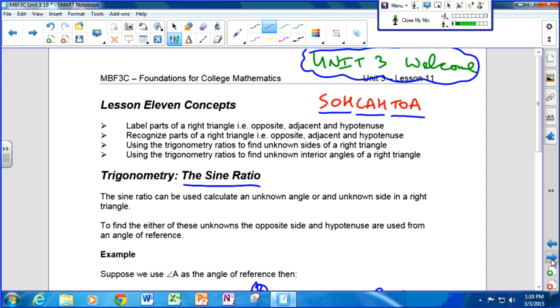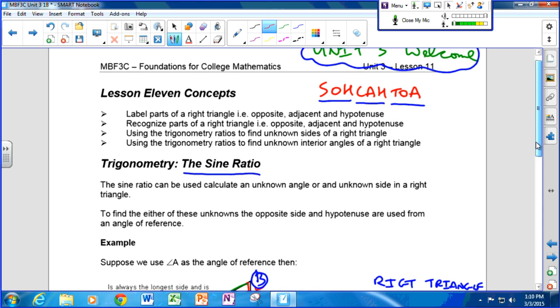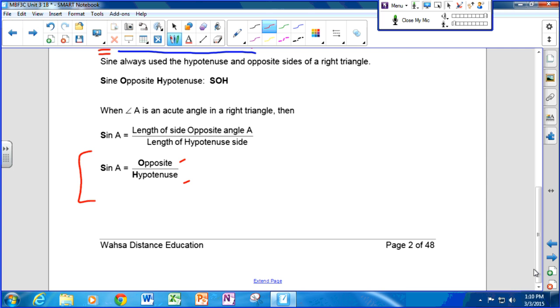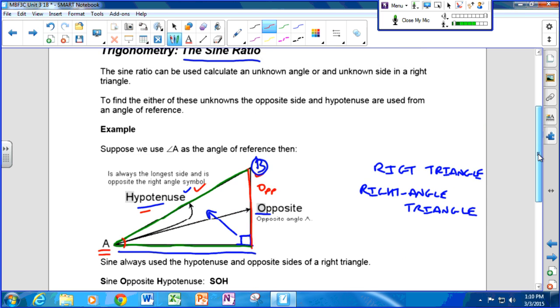Okay, so now let's get to the lesson material. So this is lesson 11, unit 3. So you're going to need that unit 3 handout. This is page 2 of that unit. I think that the first page is the cover.